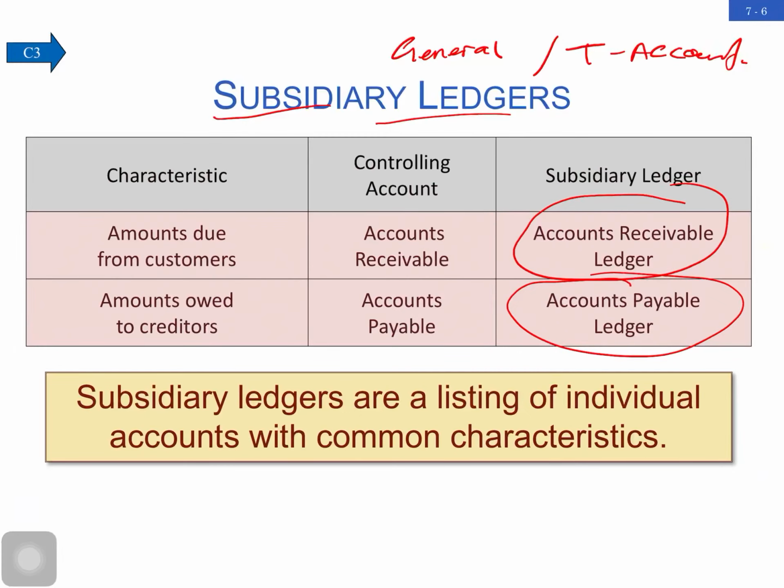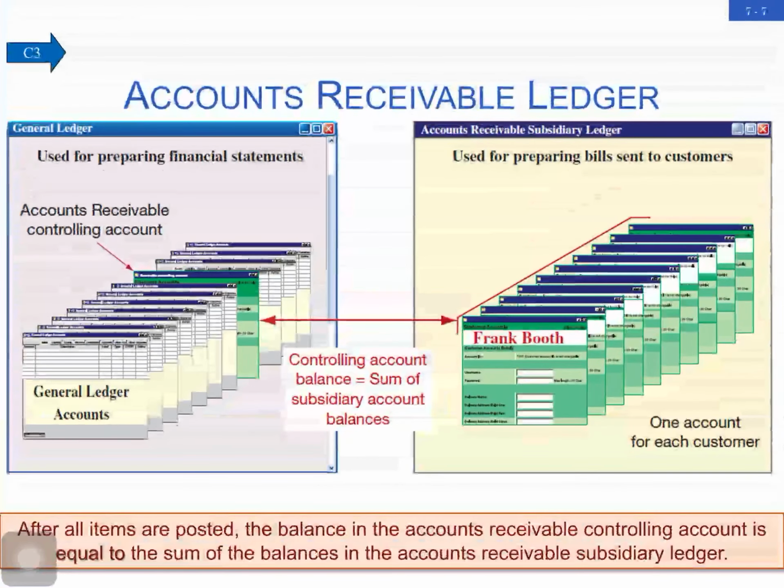So the accounts receivable ledger contains the amounts due from customers, whereas accounts payable contains the information about the amounts owed to creditors. Subsidiary ledgers are a listing of individual accounts with common characteristics. So let's see the example here.